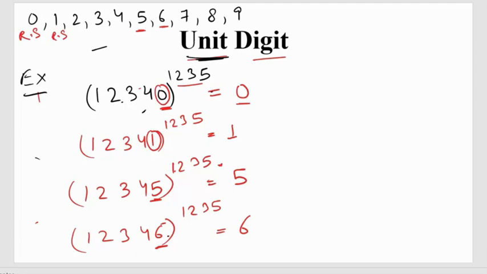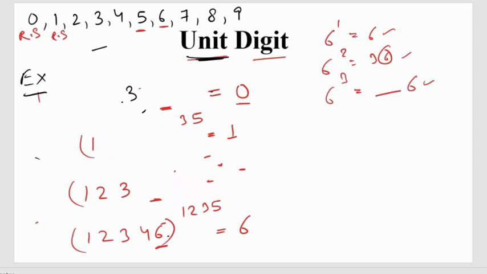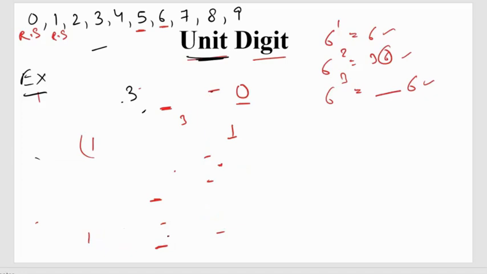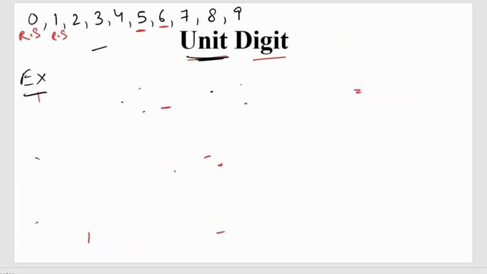6 raised to power 2, 36. So see, the unit digit is 6, right? 6 raised to power 1, 6. 6 raised to power 2, 36. Unit digit 6. 6 raised to power 3, so again 6. As you can see, the unit digit always remains 6. So I hope you understand that for 0, for 1, for 5 and for 6, the unit digit always remains the same. Let's discuss some more numbers.